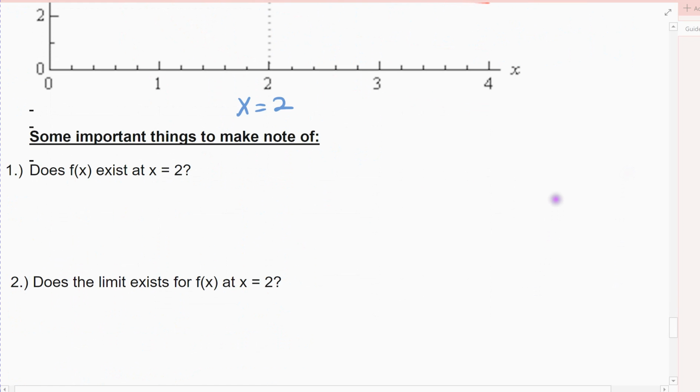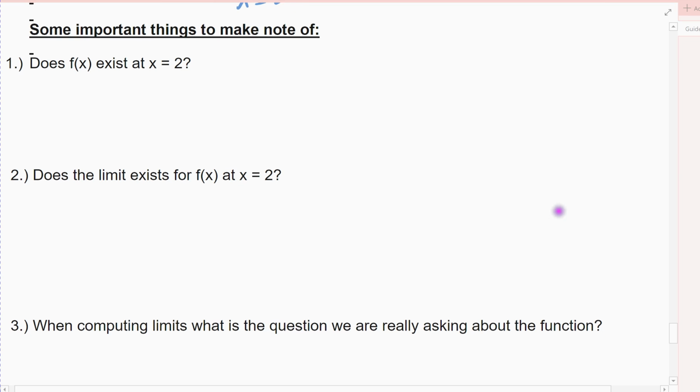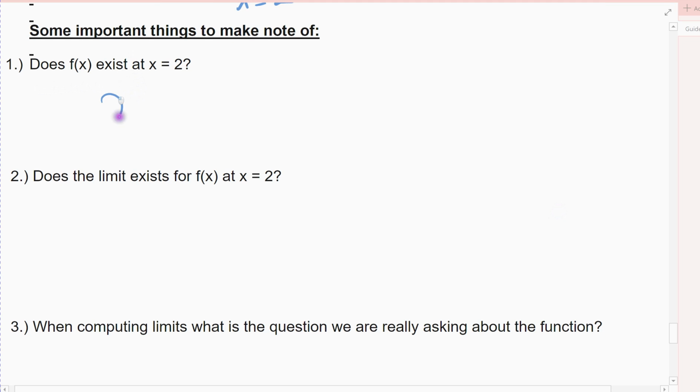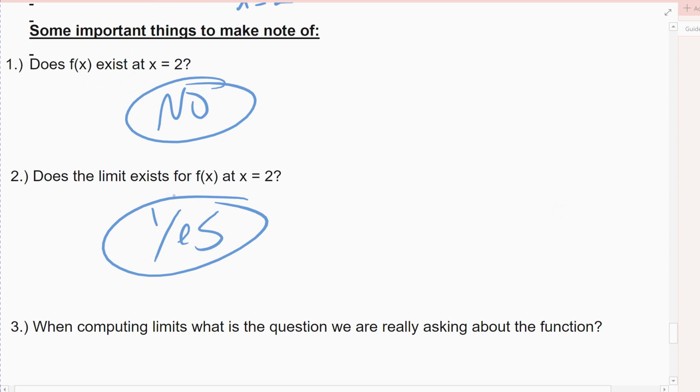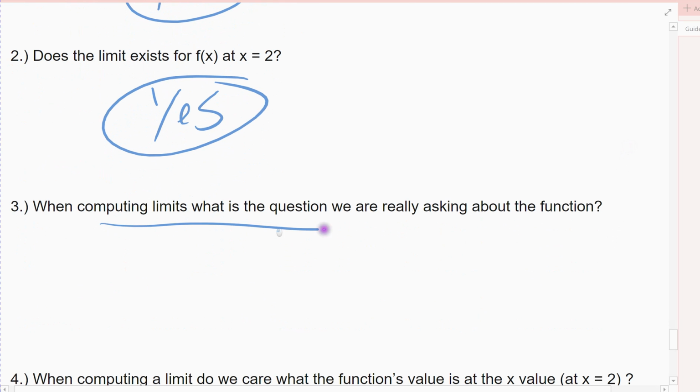Alright, so some important things to make note of. Does f of x exist at 2? No. The function does not exist at 2. Does the limit exist at 2? Yes. So even though the function didn't exist, the limit does. Sometimes they both exist, and sometimes they both don't exist. But the function could not exist, and the limit could. That can happen.